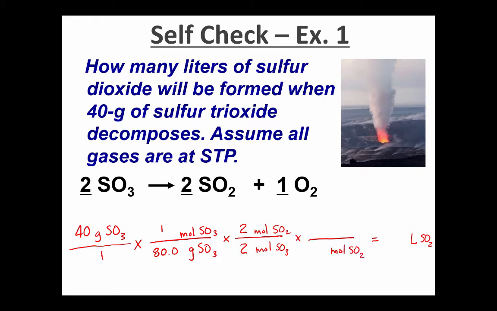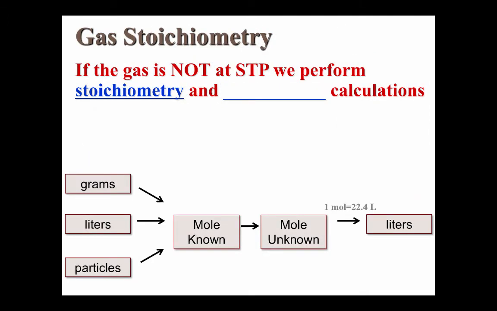And we learned that at STP, any gas has a molar volume of 22.4 liters. We'll cancel the units and simplify the numbers to get 11.2 liters. We've done this type of calculation many times before. Nothing new here. However, most gases are not at STP, and these situations will be a bit more complicated.